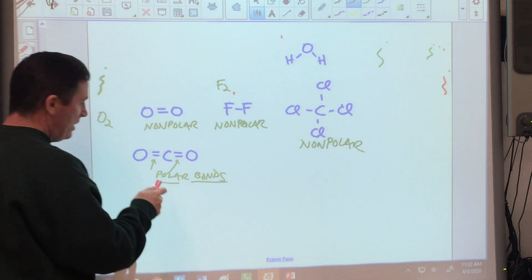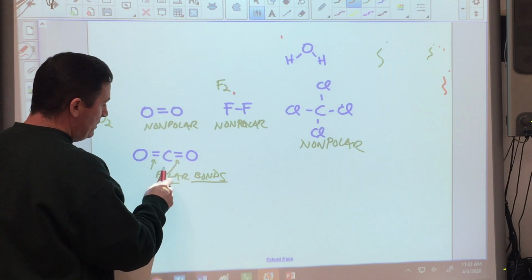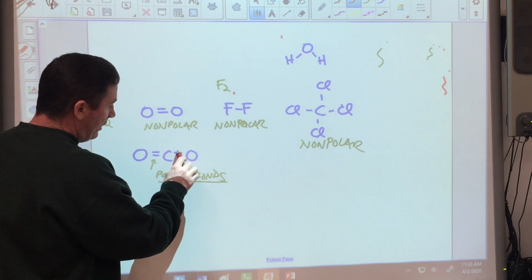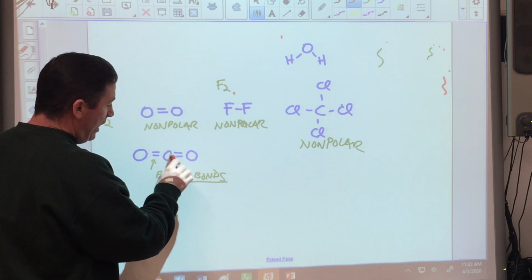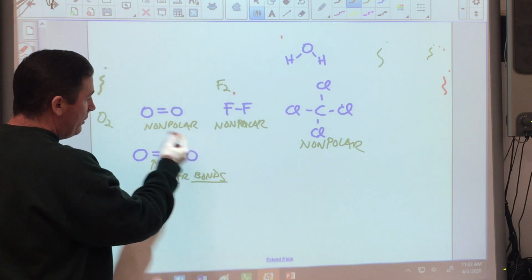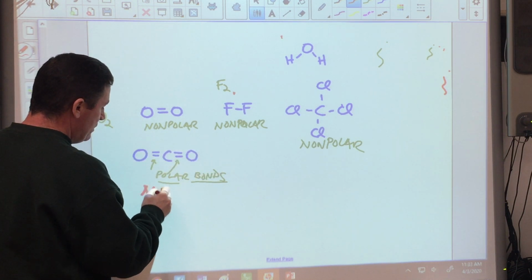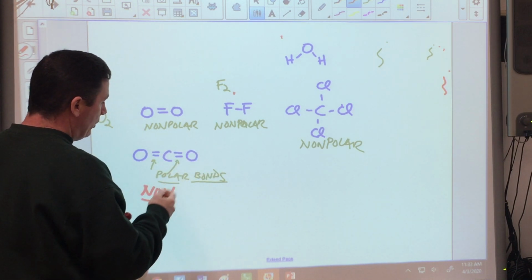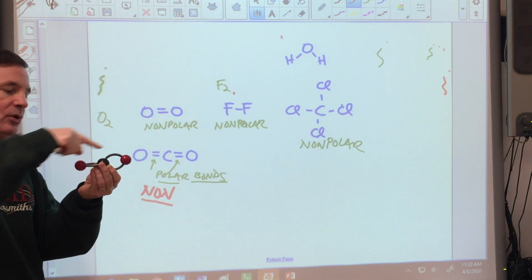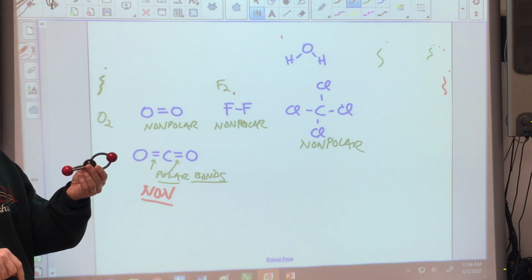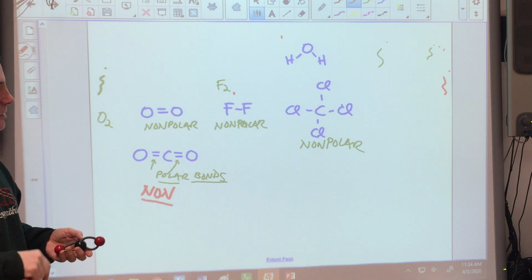So, in this case, I've got polar bonds because these oxygens are kind of pulling the electrons away from carbon, but the whole molecule is non-polar because there's equal pull between the two oxygens.